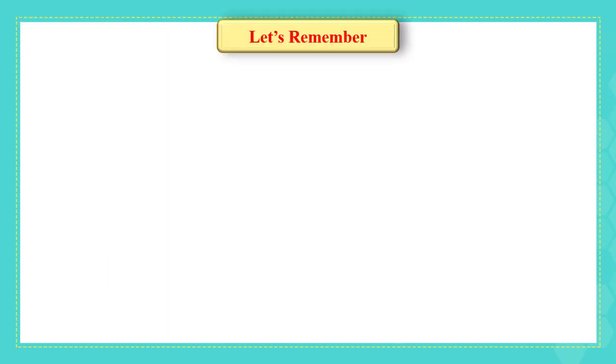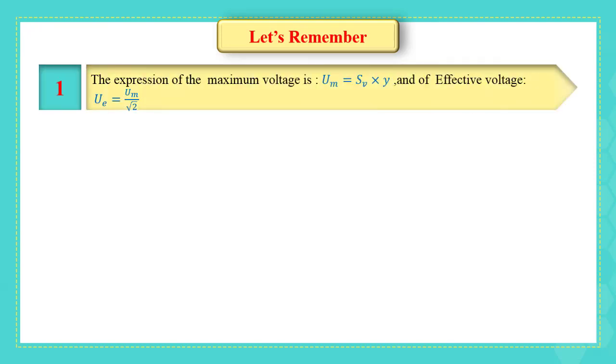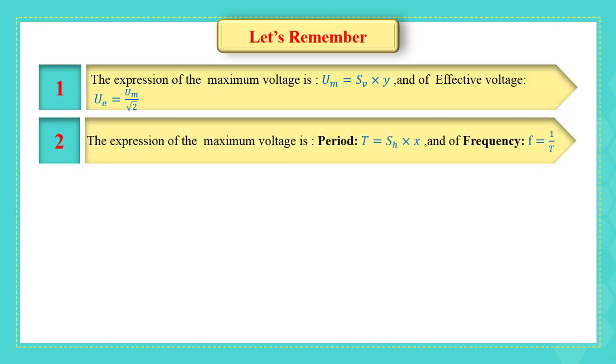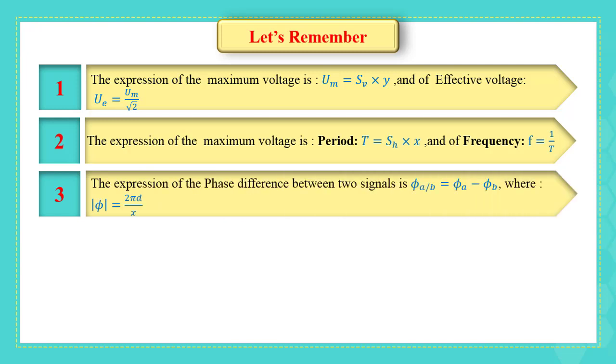First, let's remember: 1. The expression of the maximum voltage is Um equal to Sv multiplied by Y, and of the effective voltage is U effective equal to Um over radical 2. 2. The expression of the period is T equal to Sh multiplied by X, and that of the frequency is f equal to 1 over T.